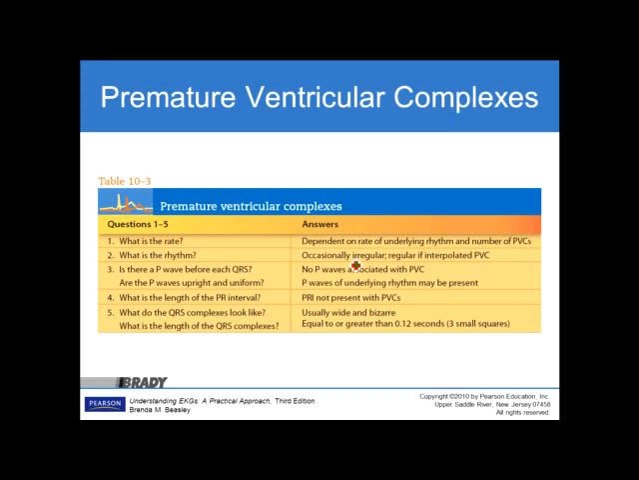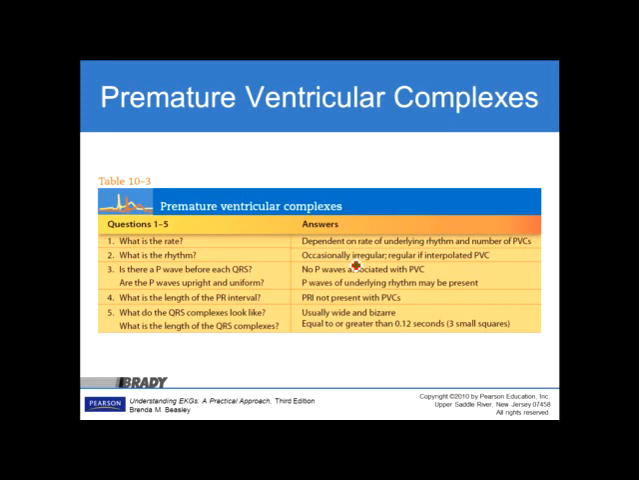Third, is there a P wave before every QRS? For the PVC, there's no P wave before the QRS. And is the P wave upright? When you're identifying the PVC, the P waves of the underlying rhythm may be present, but other than that, the PVC will have no P wave.